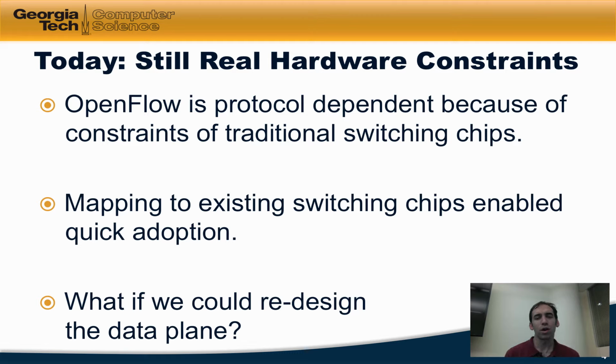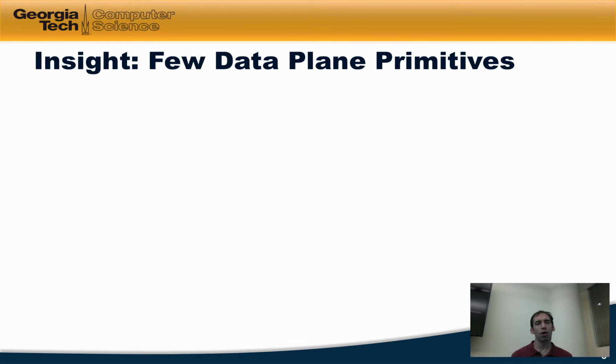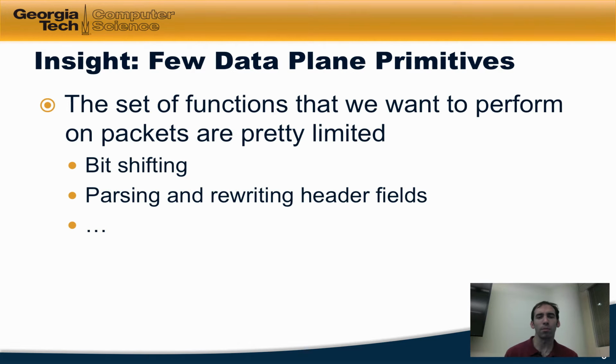So it's worth asking the question what we would do differently if we could completely redesign the data plane. We'll explore this question in the context of two different projects. Both of the projects that we'll look at are rooted in the following insight. There are relatively few data plane primitives that a network device needs to perform. In other words, the set of functions that we want to perform on packets is actually pretty limited. We might need to do some bit shifting or parsing or rewriting of different header fields, various types of manipulations, traffic shaping, forwarding decisions, and so forth, but it's fairly easy to enumerate that list of functions.